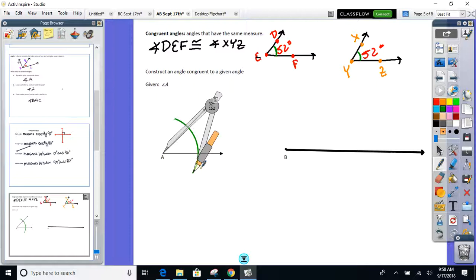Go over to endpoint B and make an arc that intersects that ray you just created. I don't care the size, but use the same opening as your first arc.